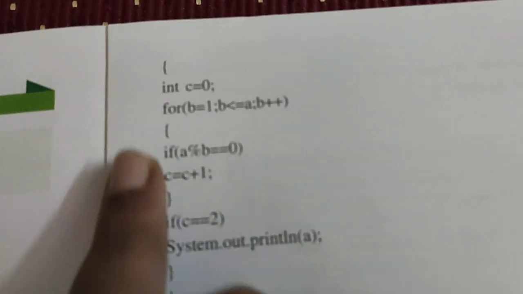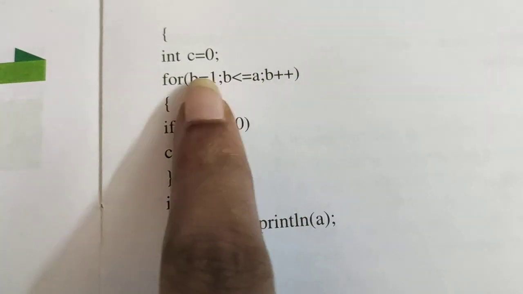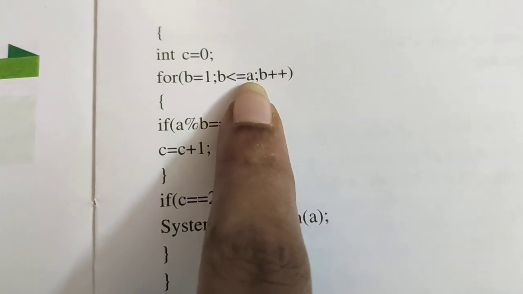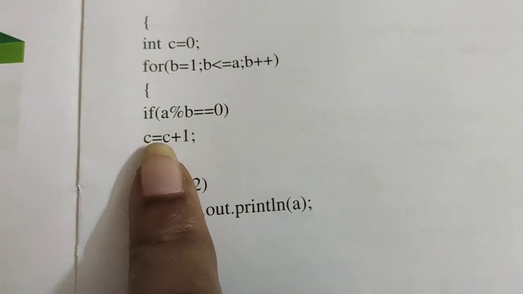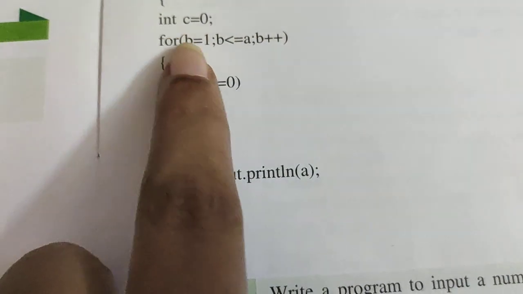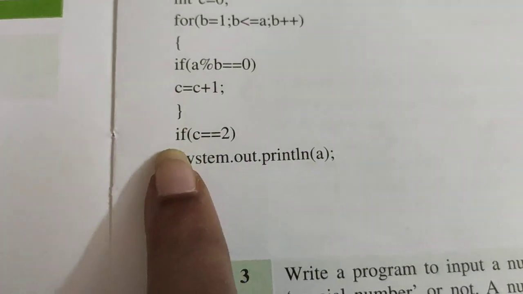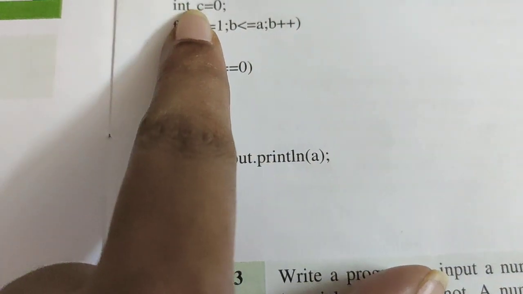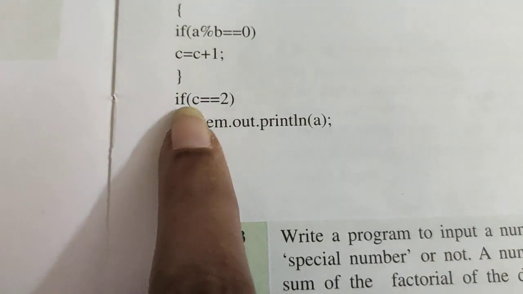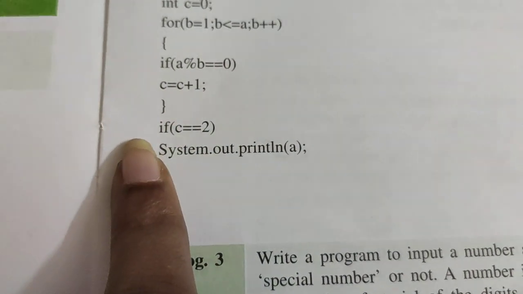prime number or not. So once it enters here, for b is equal to 1 and less than or equal to a, b is equal to 1 and a value is also 1, it is equal to 1, so it is going to enter into the loop. If a mod b, that is a value is 1 and 1 mod 1 is equal to 0, so c will be c plus 1. Here we have already declared that c is 0. So if c is equal to 2, then it is going to be a prime number.